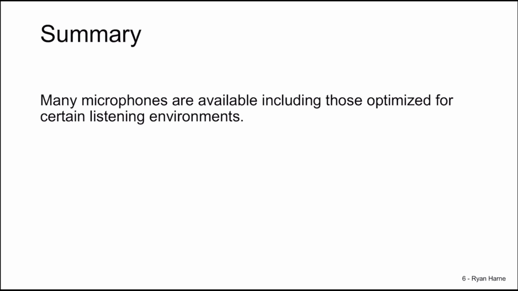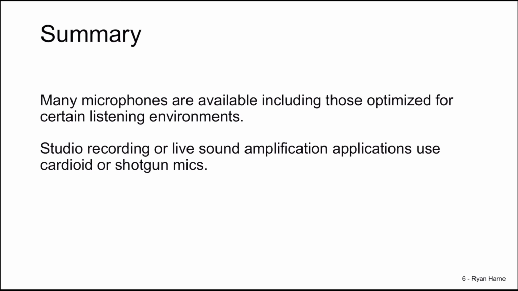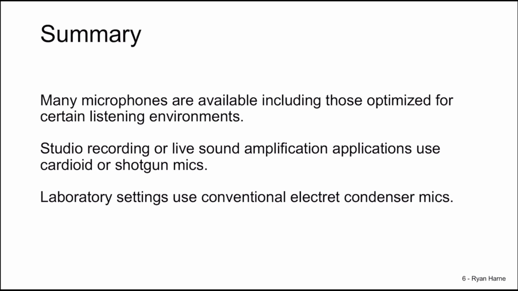So let's summarize what we've learned. Many microphones are available that are optimized for certain listening environments. Studio recordings or live sound amplification will use cardioid or shotgun microphones. Laboratory settings use the more conventional electric condensers that we've seen already.